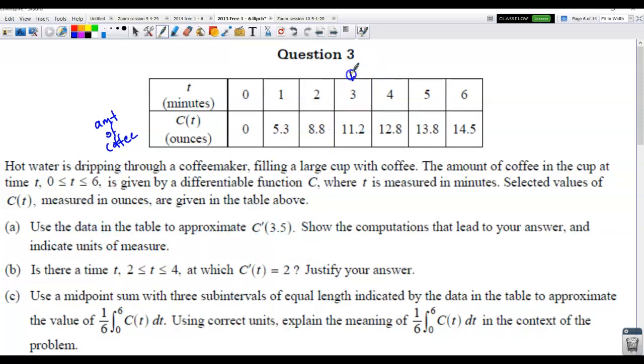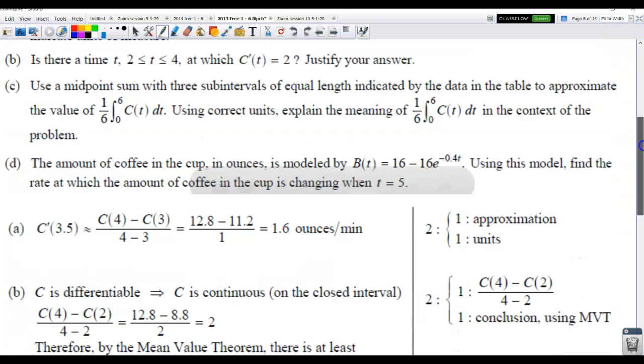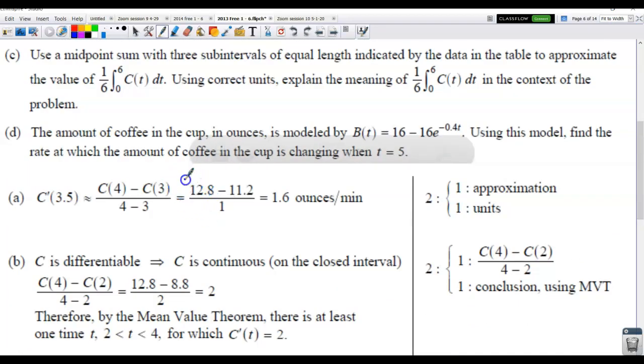We know that 3.5 is between 3 and 4, so we're going to go one data value above, one data value below. We're going to show a difference quotient of 12.8 minus 11.2 over 4 minus 3, and we're going to take our hands off. We're not going to simplify, and then we'll get this answer right here. And since we're finding the derivative, that would be ounces per minute. And so 1 point for the approximation and 1 point for the units.